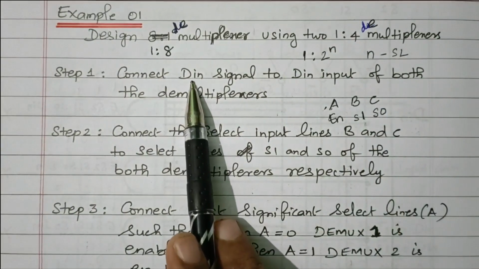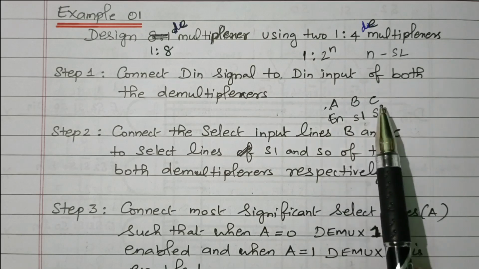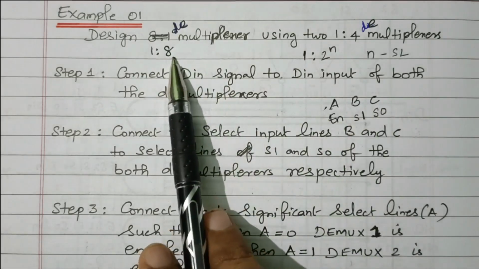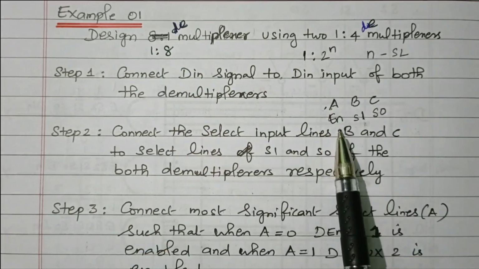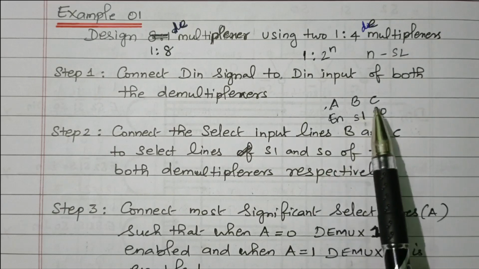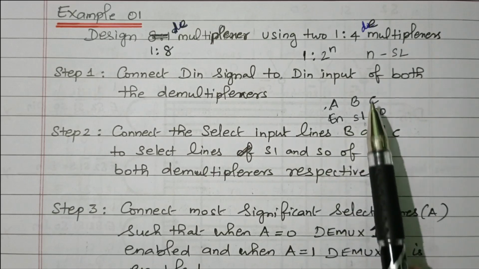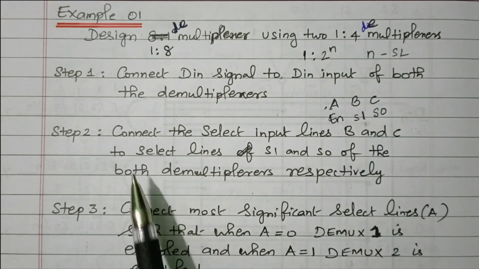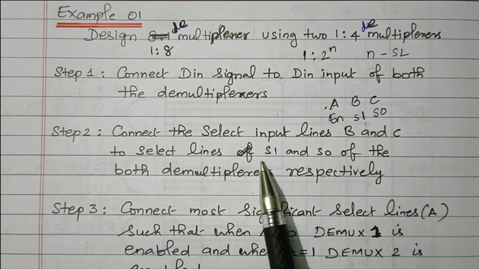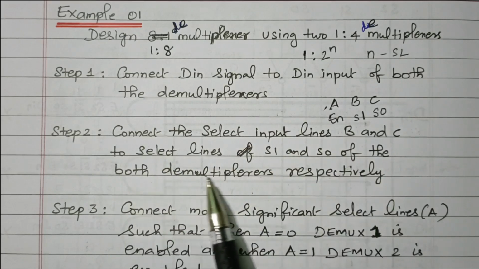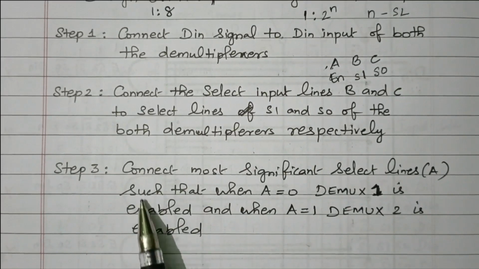So the input D in is given to both the demultiplexers. Among the three signals A, B, C, the 3 selection lines of the 1:8 demultiplexer, the most significant bit is used for enabling the demultiplexer. Then the remaining bits B and C are used as the selection lines of the 1:4 demultiplexers, right? So it is given here. Connect the selection lines B and C to S1 and S0 of both the demultiplexers respectively, right? Now we'll go to step 3.